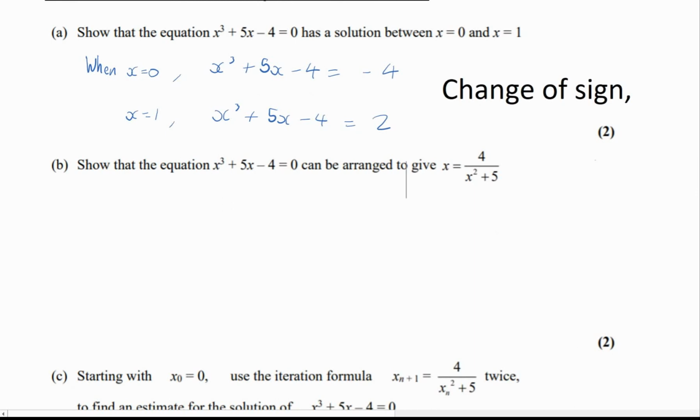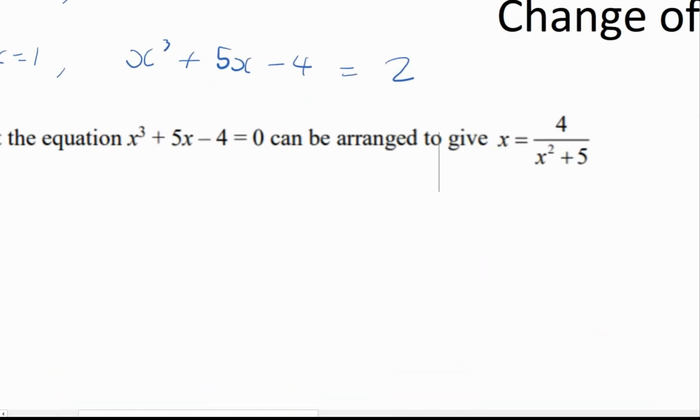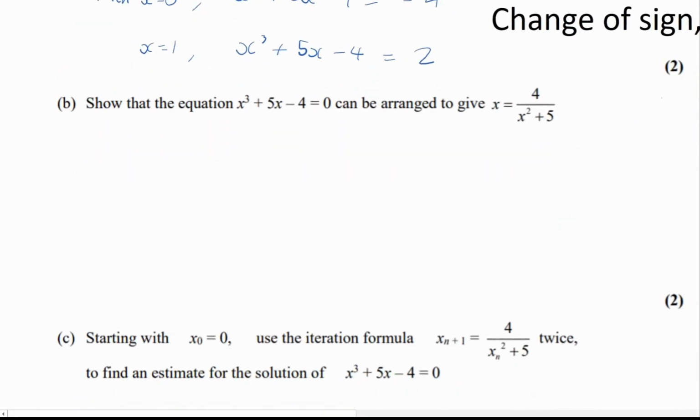Part B always tends to be a rearranging part. So you want to rearrange this to give you this. Now for all these questions, it's so much easier to start from the finish and work backwards. If this was an exam, what I was just doing is writing the answer at the bottom of the page, and then working backwards from that and up the page, so it looks like you've gone the right way around.